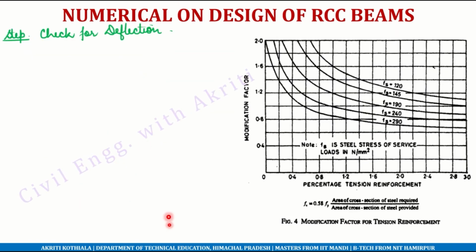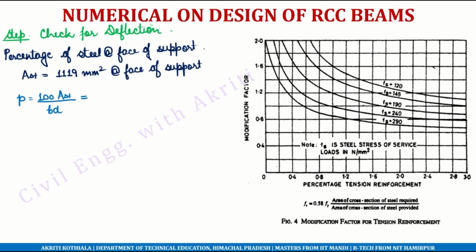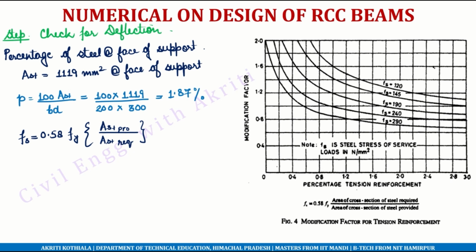The last step is to check for deflection. So to check for deflection, we again need to calculate the percentage of steel. At the face of the support, the area of steel is 1119 mm square. So substituting the value, the percentage of steel is 1.87%. Now from figure 4, we can calculate Fs, which is 0.58 fy times AST required upon AST provided. This calculates to be equal to 136.45 Newton per mm square.